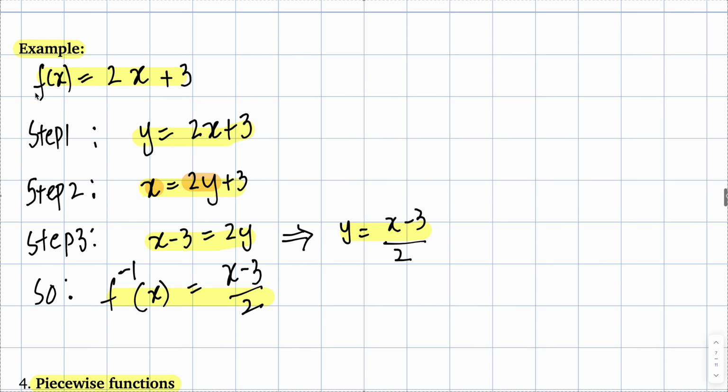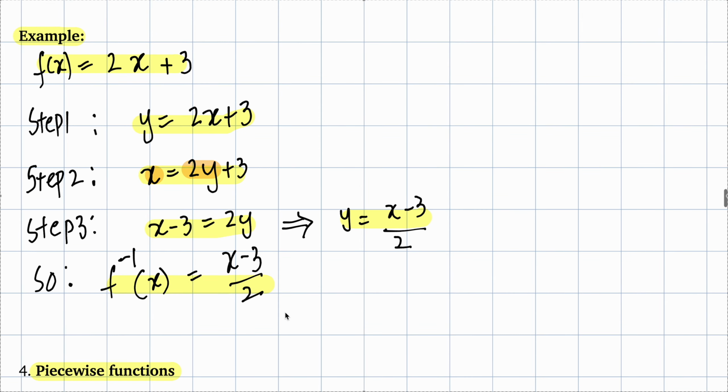So, let's say we have f of x equal to 2x plus 3. Replace the f of x with y, so we have y equal to 2x plus 3. Now, we switch the x and y. So, x equal to 2y plus 3. Now we solve for the new y. So x minus 3 equal to 2y, where y equal to x minus 3 over 2, and that gives us f inverse of x is x minus 3 over 2.